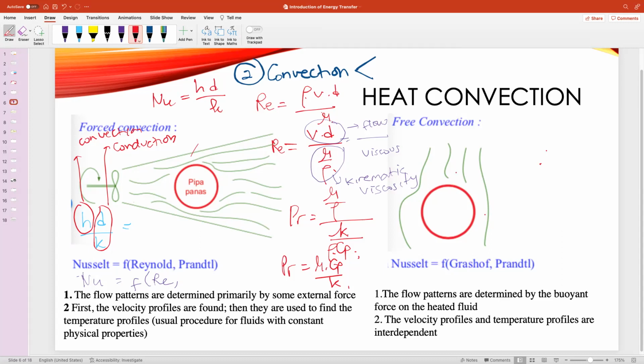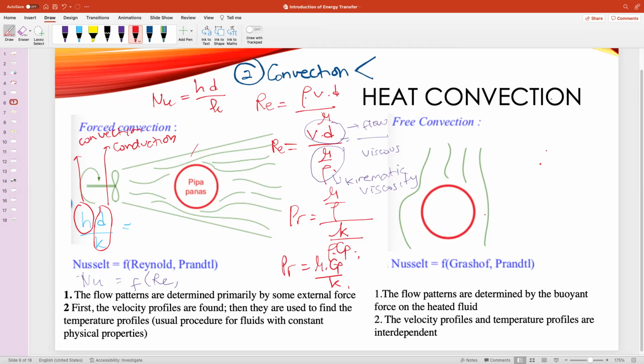What happens is that there would be a buoyant force, gaya apung, on the heated fluid, and the buoyant force will produce some velocity. Jadi dia akan naik ke atas gitu ya. So the buoyant force has a velocity, and after that we can get some velocity profile around the pipe, and later on we can see the temperature profile. Okay, so there it is.